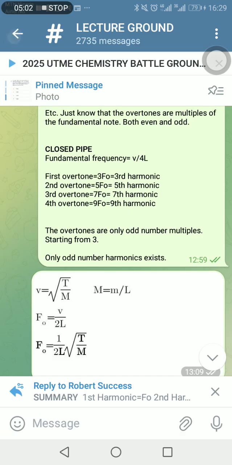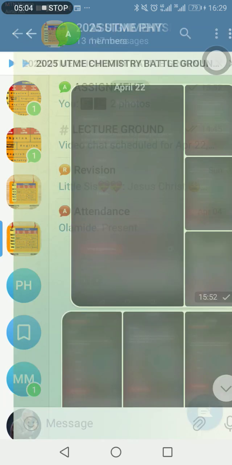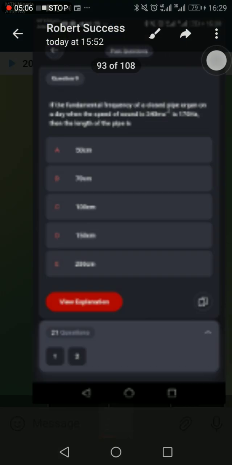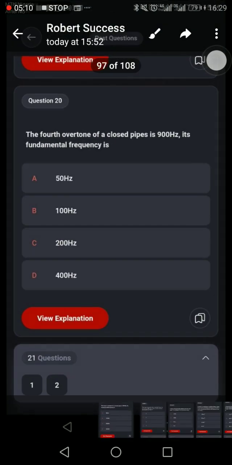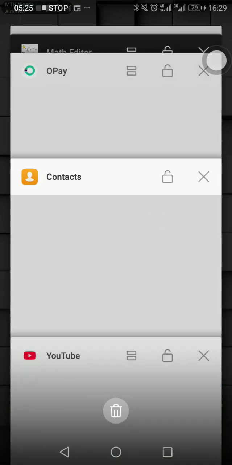Let's go and check. Which particular overtone was spoken about? It was the fourth overtone. So the fourth overtone is 9 times. The first was 3 times, the second 5 times, the third 7 times, the fourth is 9 times. So let me go and write the formula out and then we solve.